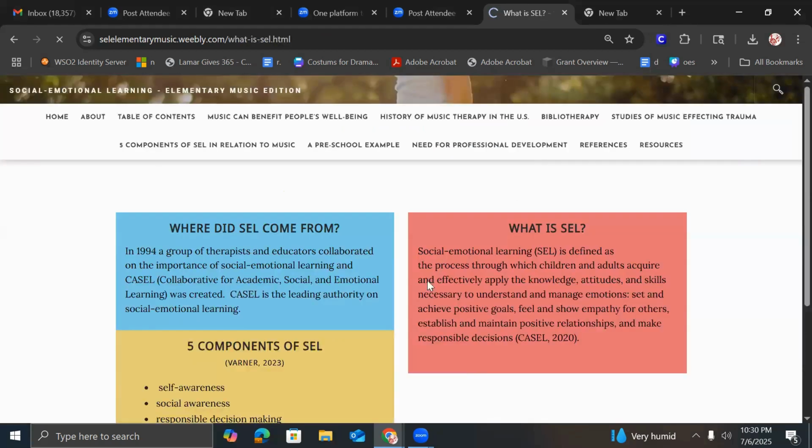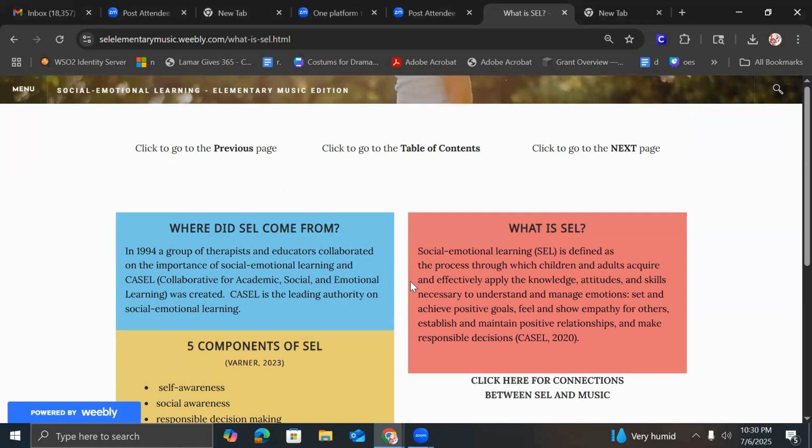So what is SEL? Social emotional learning is defined as a process through which children and students acquire and effectively apply the knowledge, the attitudes, and the skills to understand and manage emotions, set goals, feel and show empathy for others, and establish and maintain positive relationships and make responsible decisions.